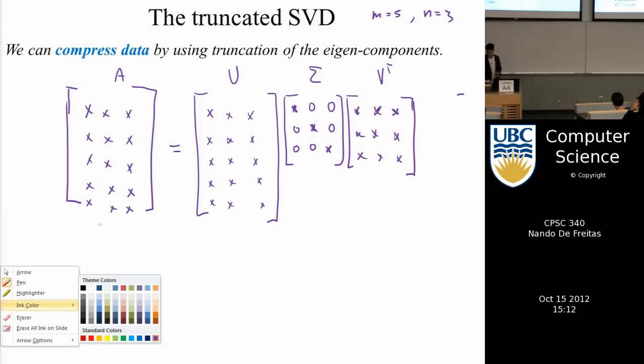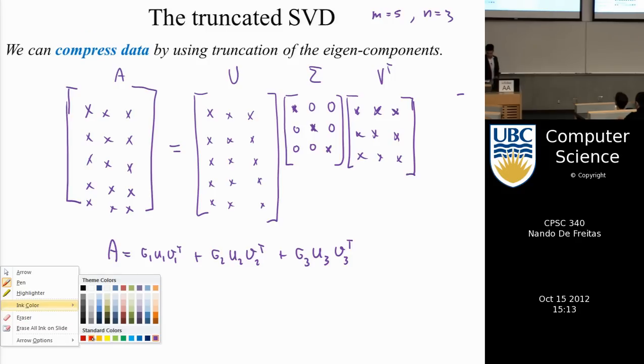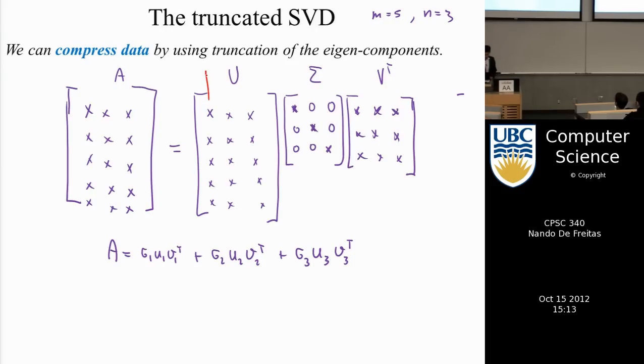If I truncate, in particular, A is equal to sigma 1 times U1 times V1 transpose plus sigma 2 times U2 times V2 transpose plus sigma 3 U3 V3 transpose. Because essentially this vector here is U1, this vector here is U2, and this vector here is U3. This corresponding guy is sigma 1. This row vector here is V1 transpose, and this row vector here is V2 transpose.